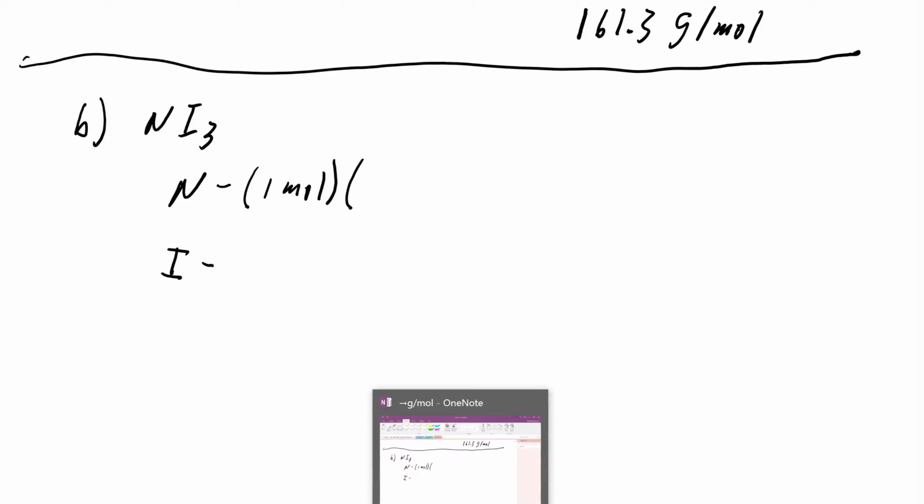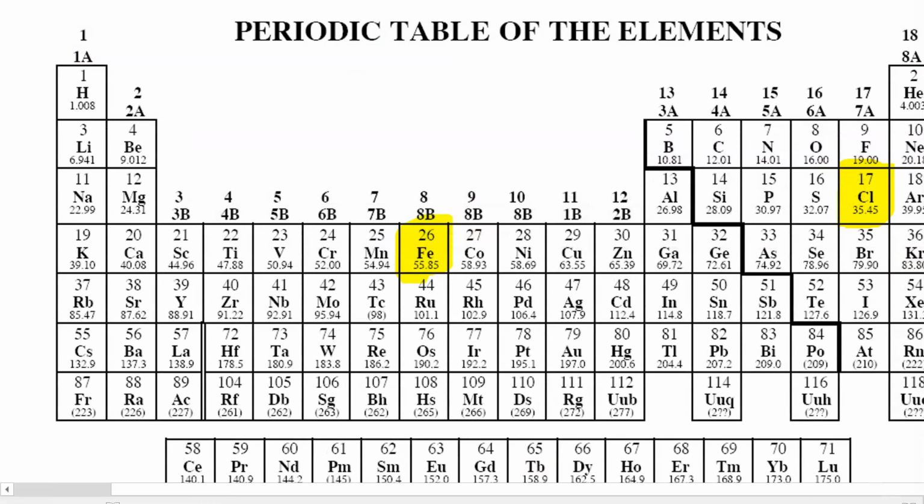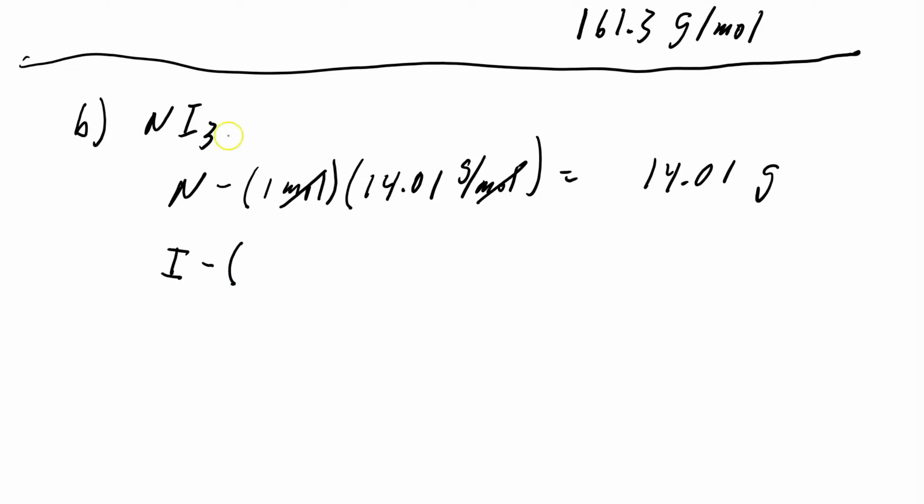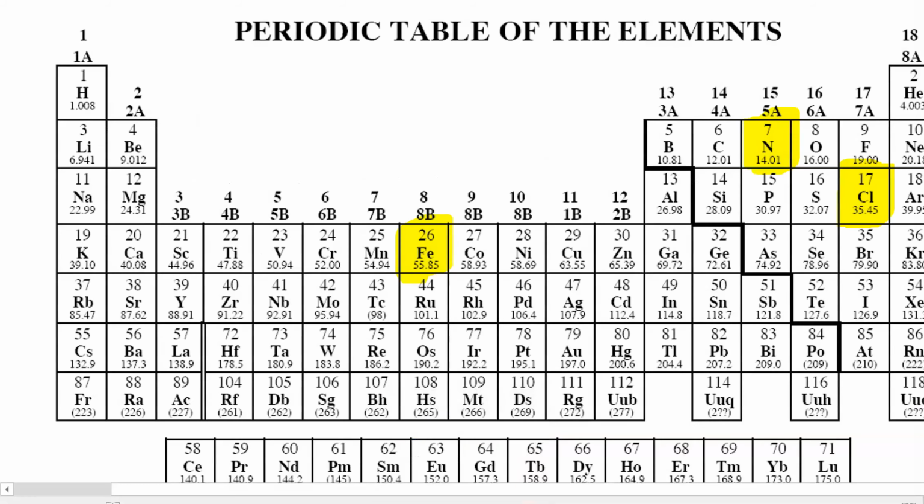We need the molar mass for nitrogen. Going to the periodic table, we find nitrogen right here, element number 7, 14.01. So let's write that in. 14.01 grams per mole. Moles cancel. So we're left with 14.01 grams of nitrogen in 1 mole of nitrogen triiodide. For iodine, our subscript 3 tells us we have 3 moles. So we'll write that. Now going to the periodic table, we've got to find iodine, element number 53.